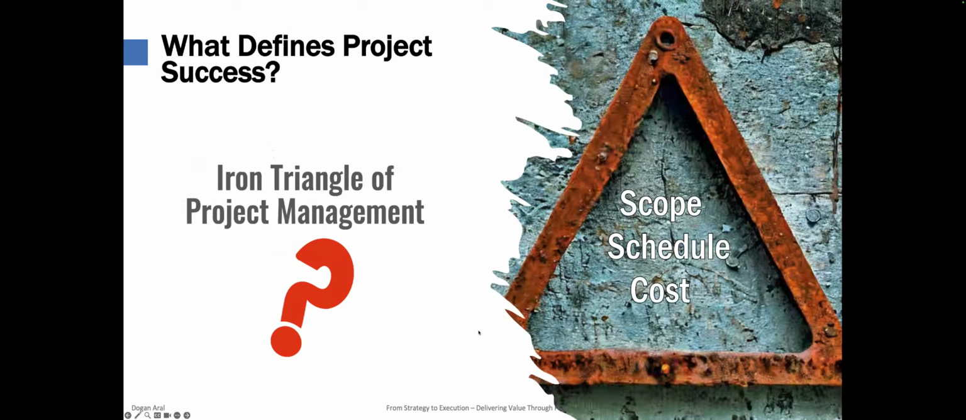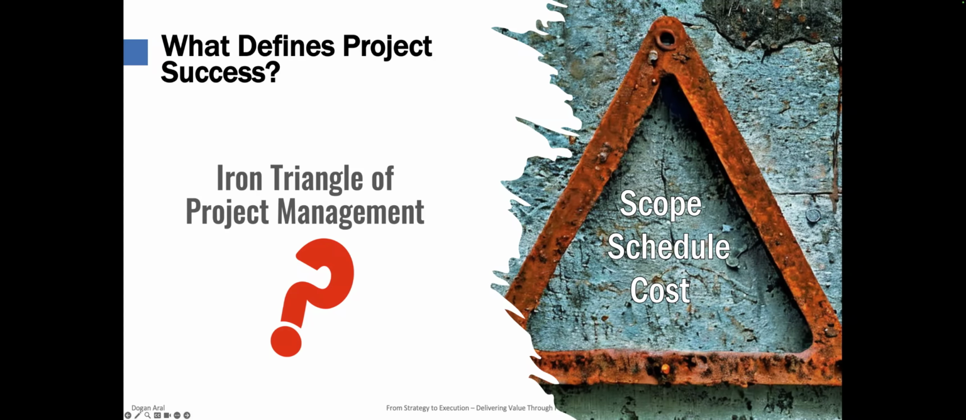The one over here is the iron triangle of project management. Sometimes we define it as the golden triangle of project management: time, cost, and scope. If, for example, a project is delivered on time, within budget, and within scope, we tend to call it successful.